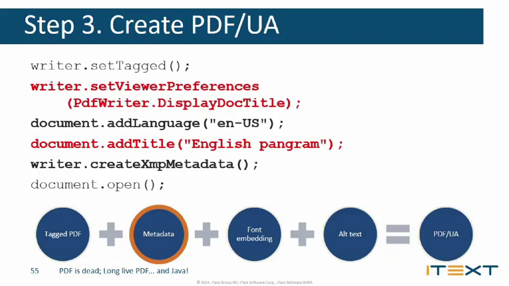So, building on top of the tagged PDF example, one of the requirements is that we have to show the document title at the top of the window when you open it in your PDF viewer, for example, which is done by setting the viewer preference in the first red line in bold. We're adding the language of this document, which is US English. We say this document is an English pangram, so a pangram is a sentence containing every letter of the alphabet. This is the title of this document.